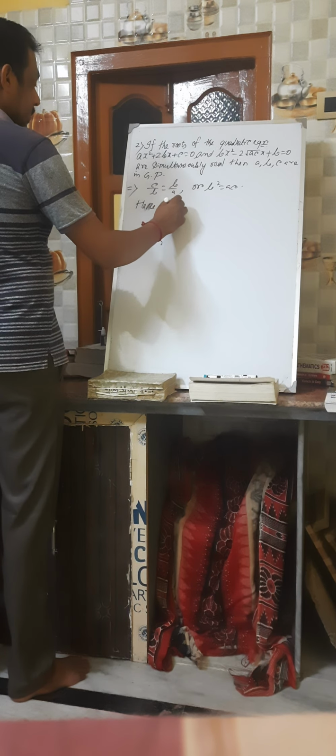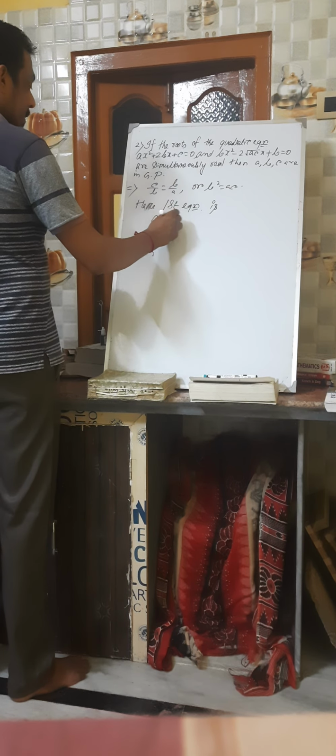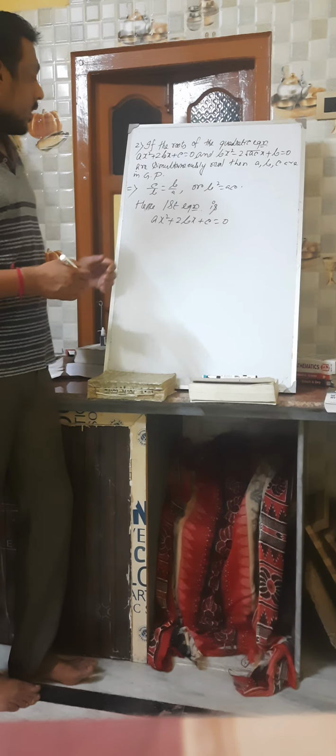Here equation 1, the first equation, is ax square plus 2bx plus c equals to 0. Now ax square plus 2bx plus c equals to 0 and the roots are real. Now when it is given the roots are real, the discriminant must be greater or equals to 0.